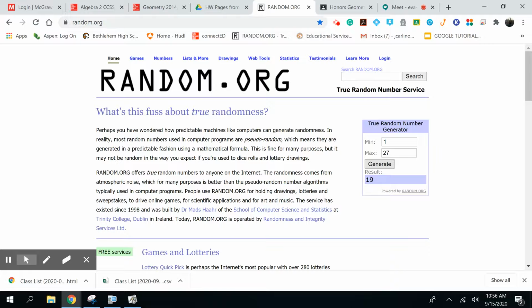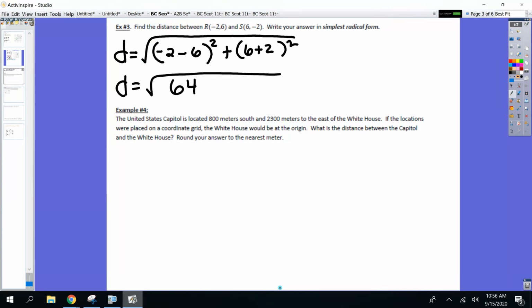6 plus 2 all squared, also 64. Don't try to take the square root of each of them. You have to add everything first. Don't tell me this is 8 plus 8. That's garbage. Add the 64s, and we end up with the square root of 128. Got to add them first.